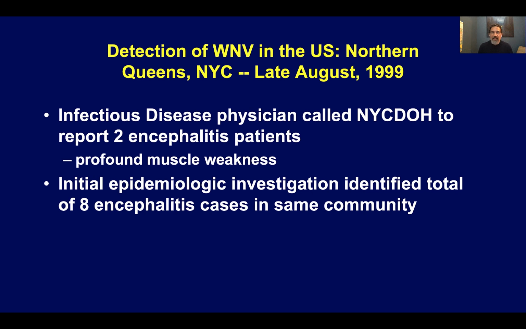It was in late August of 1999 that an infectious disease physician from Flushing, Queens, called the New York City Health Department about 2 encephalitis cases that she had seen at a hospital there. Both of the cases had encephalitis, but also an unusual finding with encephalitis of profound muscle weakness, and this is the reason why she called the health department. You recall that providers are expected to get in touch with the health department in situations where there's unusual clusters of illness, and she felt this was unusual enough to pick up the phone and call.